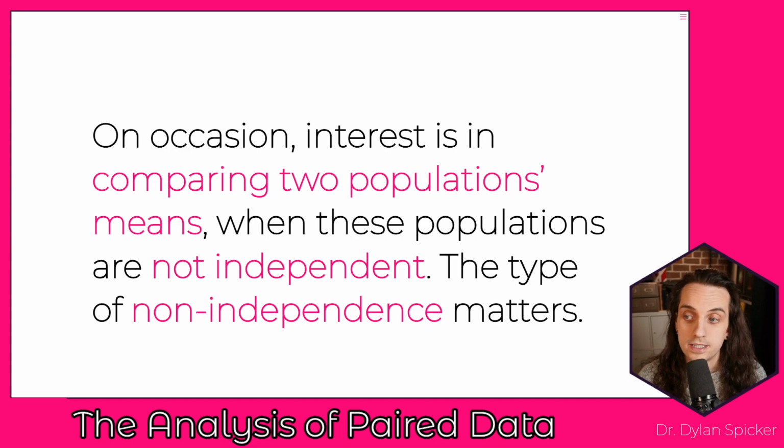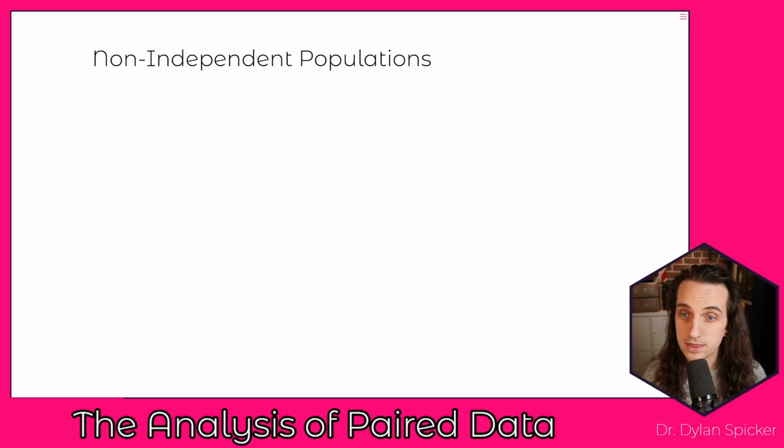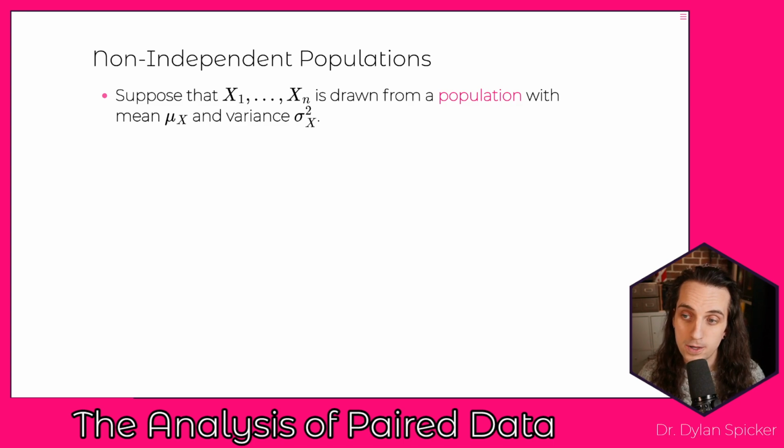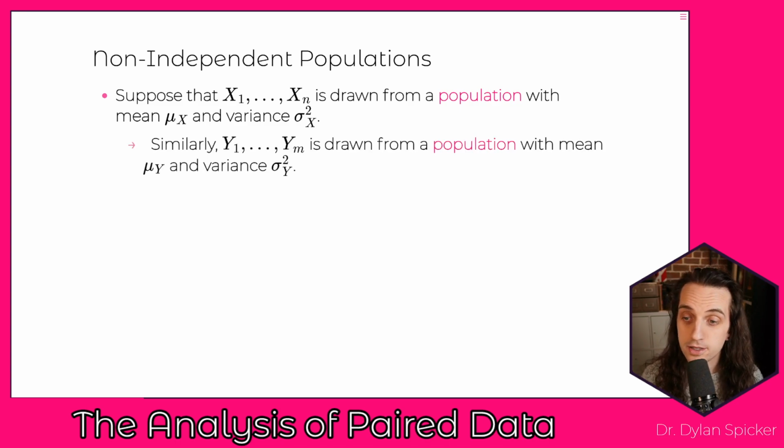So, on occasion, interest is in comparing two populations' means when those populations are not independent, and the type of non-independence is actually going to matter. So, how can we think about non-independent populations? Well, suppose that we have x1 through xn drawn from some population with a mean of mu x and a variance of sigma x squared, and we take y1 through ym drawn from a population with mean mu y and variance sigma y squared. So we have our two populations, and we're observing values x and y from the first and second populations, respectively.